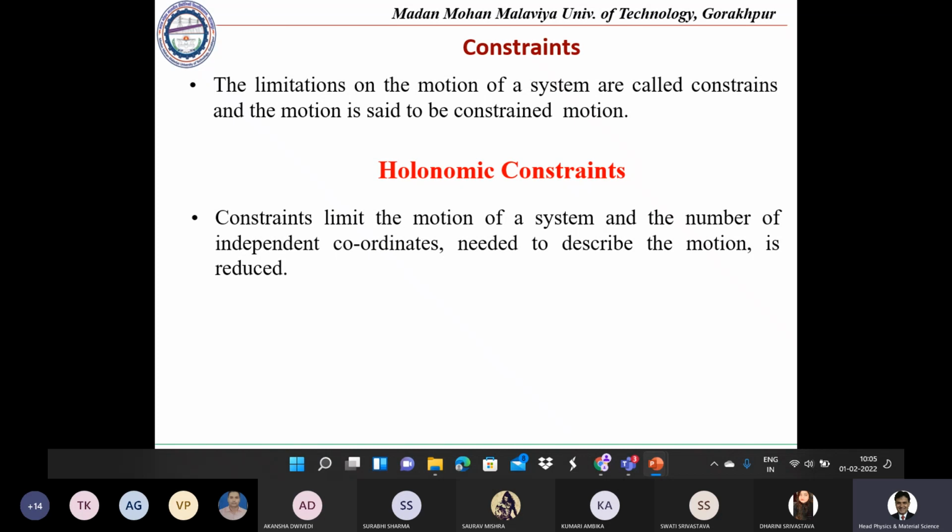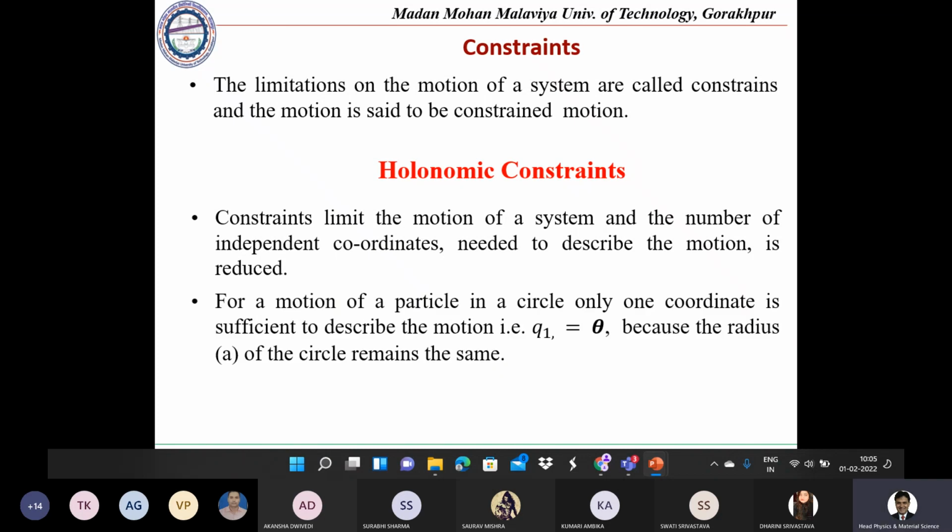कोऑर्डिनेट्स इसके रिड्यूस हो गए। For a motion of a particle in a circle, whatever you were telling the example, so that we are having here, for a motion of a particle in a circle, only one coordinate is sufficient to describe the motion, that is q1 is equal to theta, because the radius a of the circle remains constant. Only the variable is theta. Whatever the change in theta, according to that, different destination will be there at the circumference of the circle.